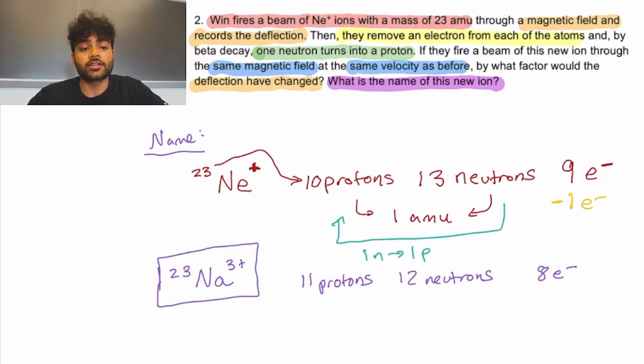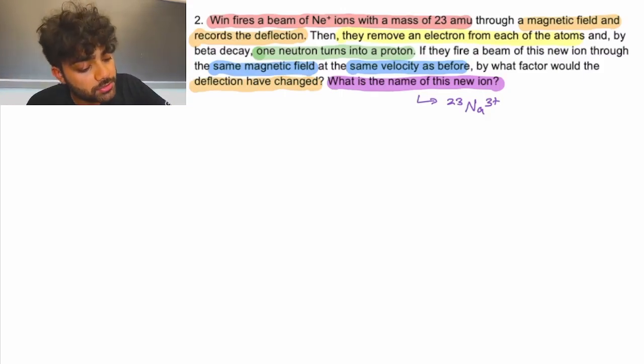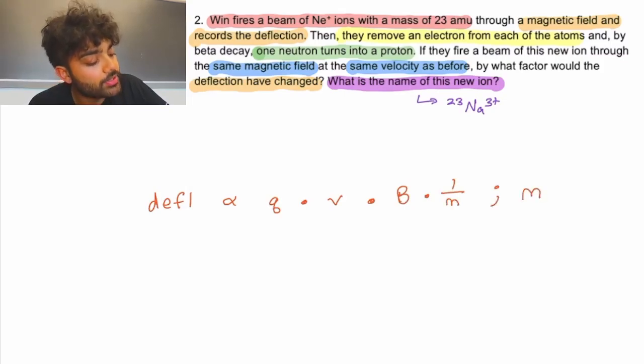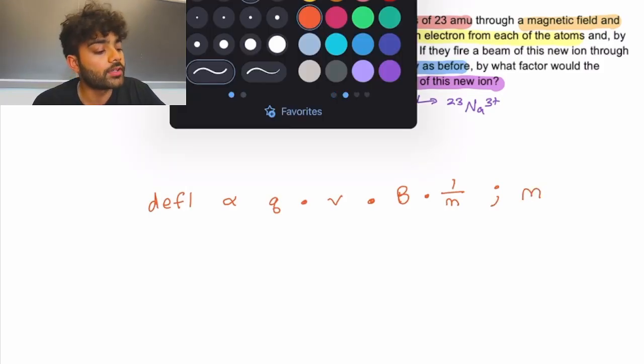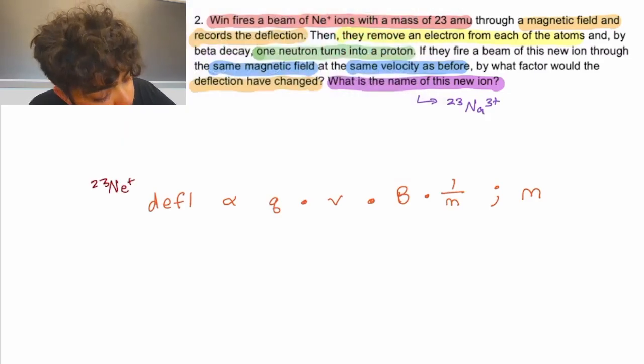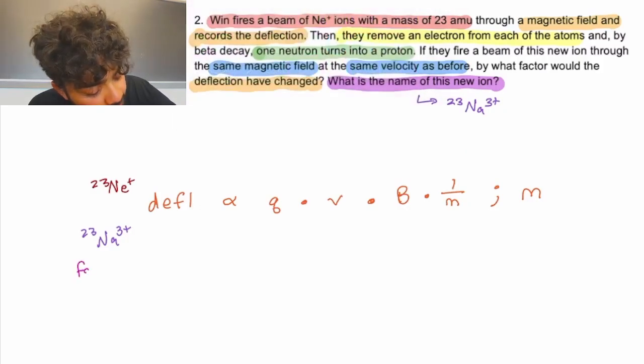So now let's solve for the factor of deflection. When we solve deflection problems, we want to write out our proportionality expression. Deflection is proportional to charge times velocity times magnetic field strength times 1 over mass, and we'll do a semicolon for mass so that we can deal with the mass separately. Now let's finish filling out our proportionality table. We know that we are dealing with 23 neon plus to start, and we end with 23 sodium 3 plus to finish, and as always, we're going to put in our factor line.